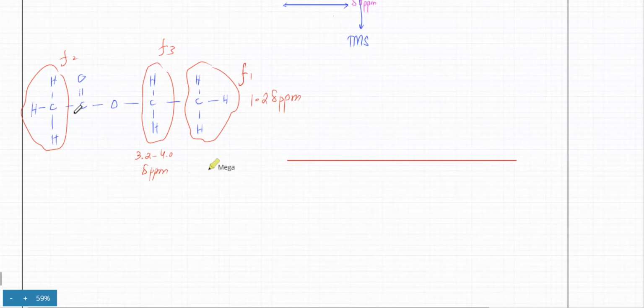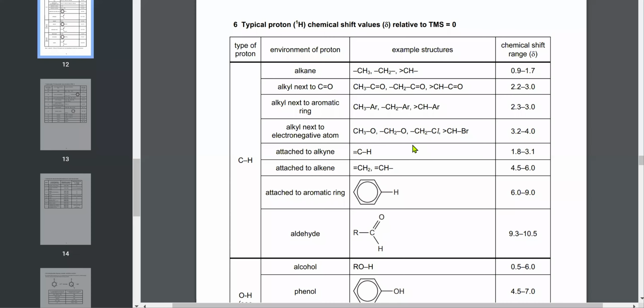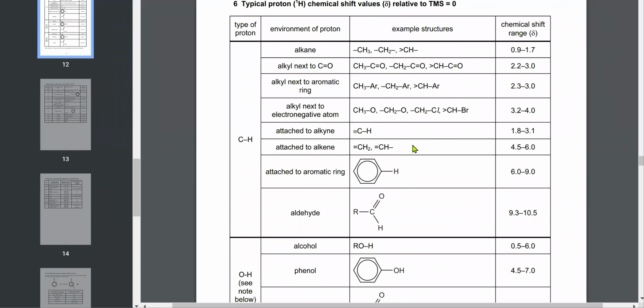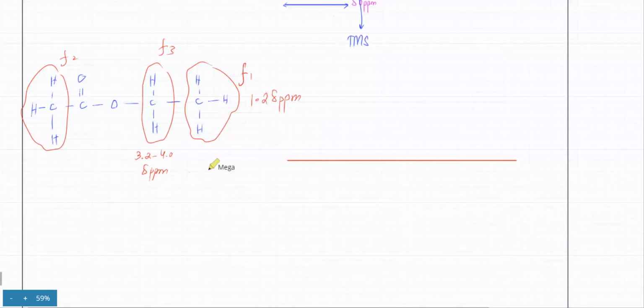So what about this one? It's CH3 next to a acetyl bond O. So try and look for hydrogens which are in this environment. It's these ones, CH3 next to acetyl bond O, and this would typically resonate at 2.2 to 3. So this one resonates at 2.2.